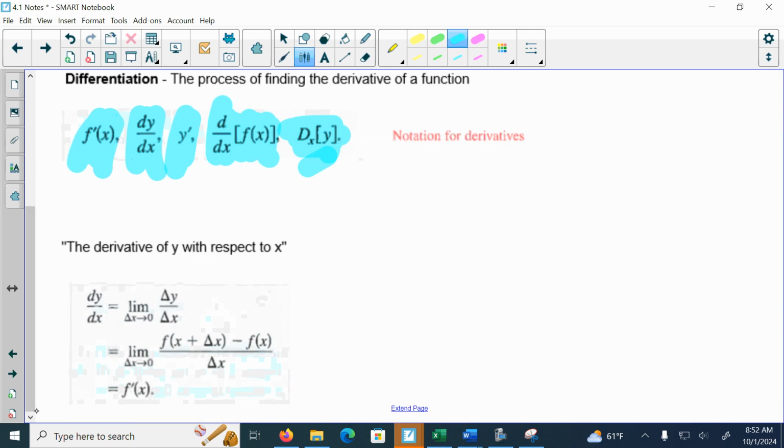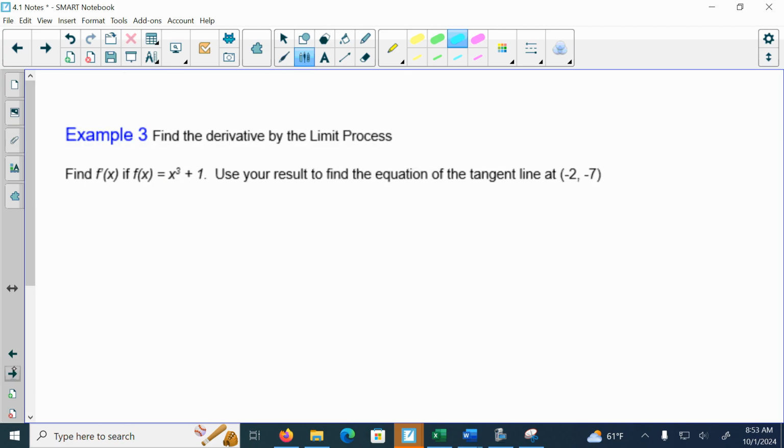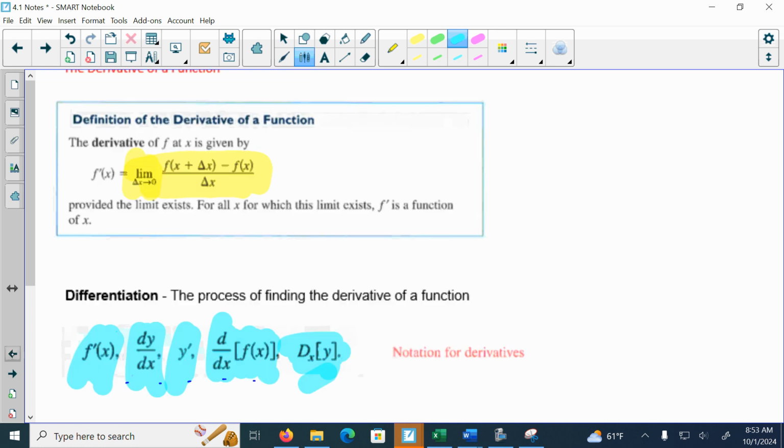So when I do this whole process, I'm going to end up with the derivative. Instead of writing the slope of the secant line, I'm going to pick one of these methods to write the derivative notation. So let's just do one. Find the derivative by the limit process. That is also known as the definition of the derivative. Those two mean the same thing. Limit process, definition of derivative, still going back and using this formula here.